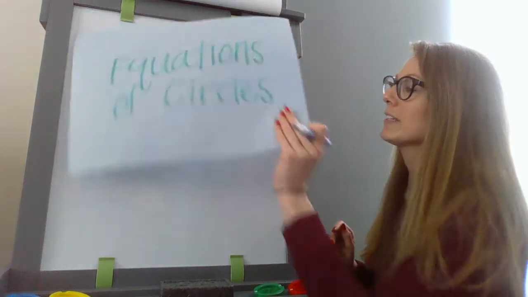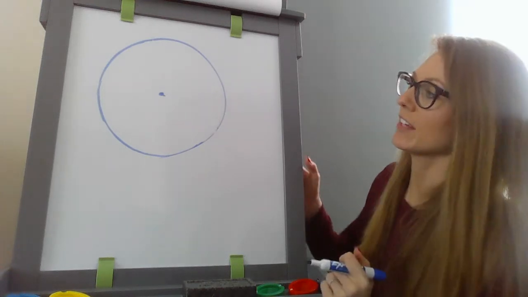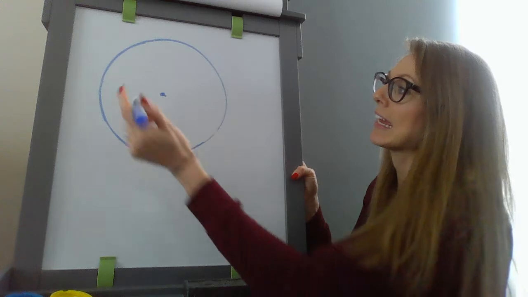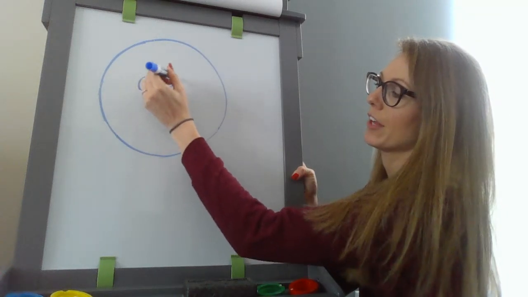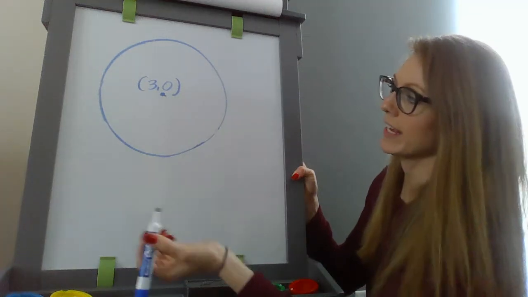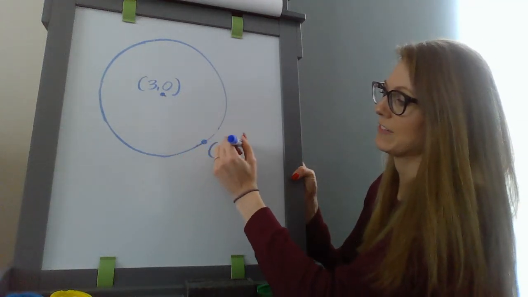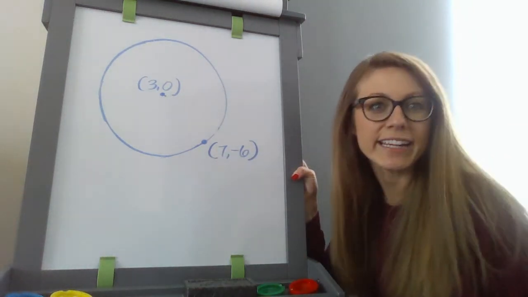So if we start off here, just to warm up to the idea of the equation, let's say that this was our circle and it was on the coordinate plane. Let's say the center was at the coordinate 3, 0, and then we had some point over here. Let's say it was like 7, -6 or something. Okay. And I asked you, what is the radius of the circle?